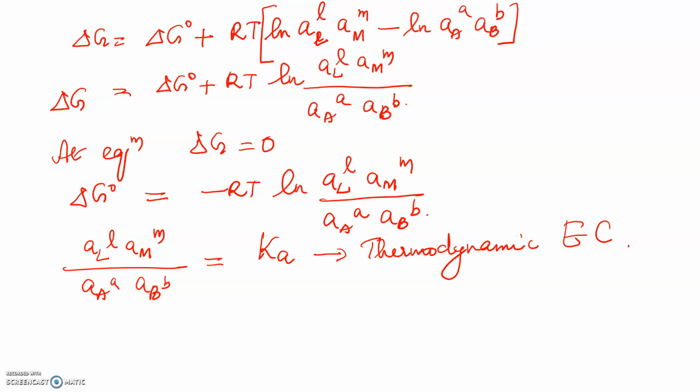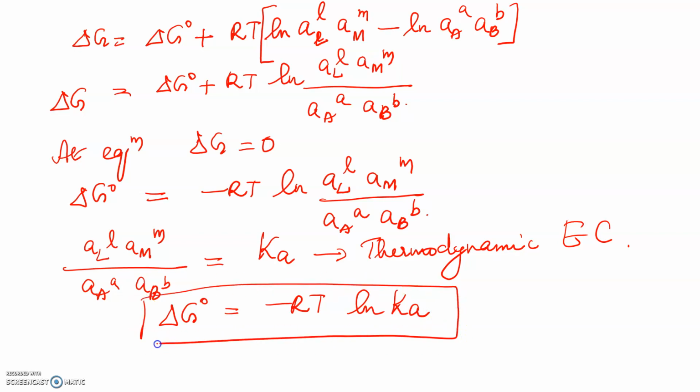Where Ka is in terms of activity of the reactants and products. This equation can be represented as delta G0 is equal to minus RT ln Ka. Okay, now we have obtained an equation for the free energy change in the standard state in terms of the thermodynamic equilibrium constant.